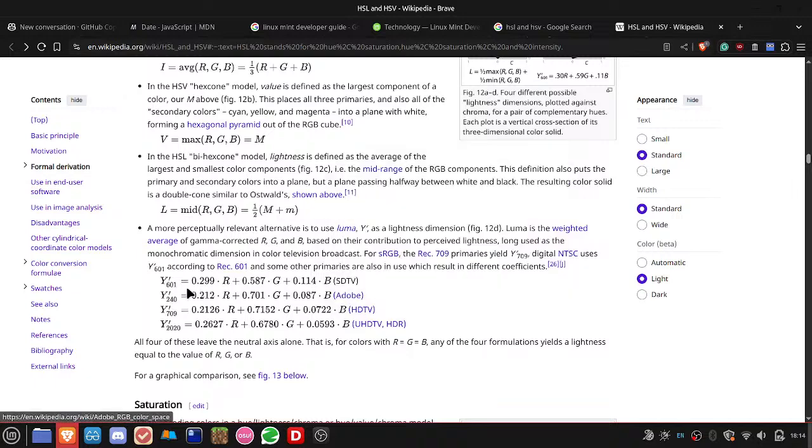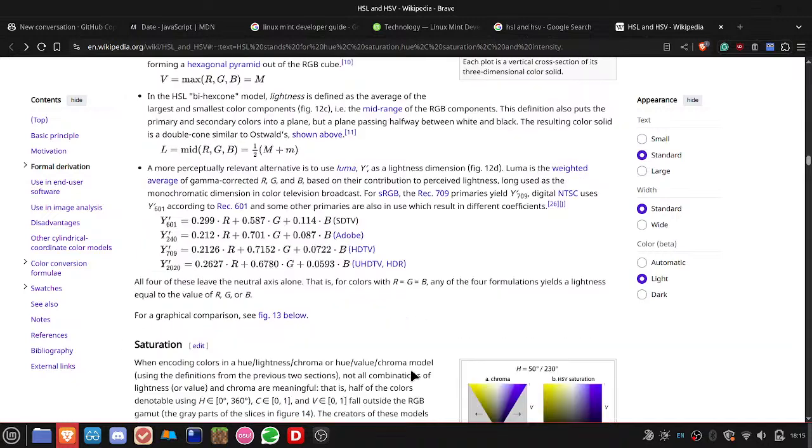Adobe RGB, this is the Adobe RGB Y prime 240. Y prime 709 is our HDTV. Y prime 2020 is our UHDTV or HDR. Okay, this is a gamma corrected thing. Dang, this is so complex actually. This is quite complicated.